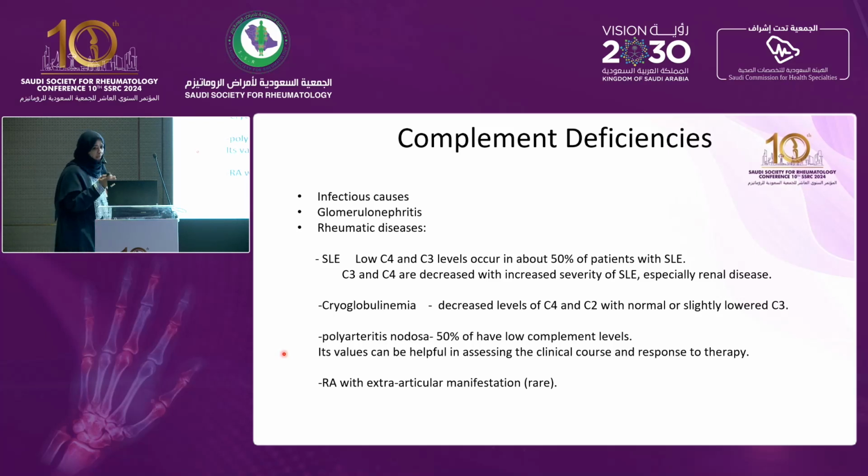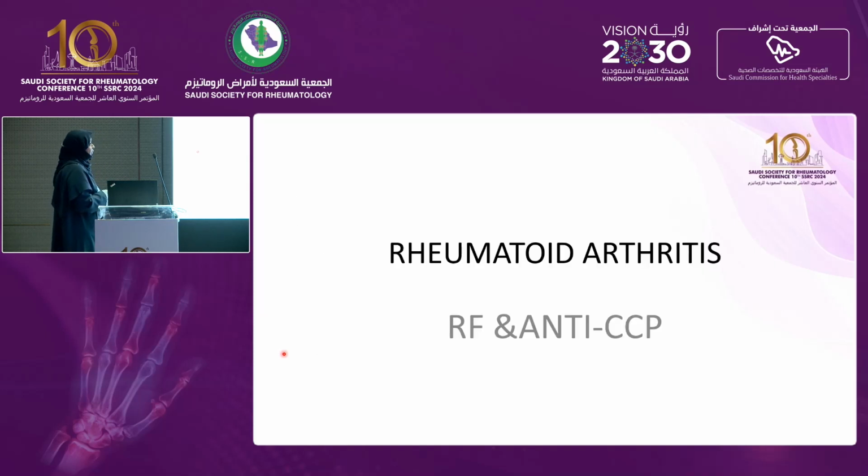Complement, you know, it is important. It's one of the criteria of lupus. Low complement is associated with lupus patients, but also with other autoimmune diseases such as polyarteritis nodosa and cryoglobulinemia. Apart from rheumatic disease, it can be associated with some infectious diseases and glomerulonephritis due to any cause. No need to be related to autoimmune disease. And it can be low in cases of rheumatoid arthritis, but rarely, if the patient has extra-articular manifestations.